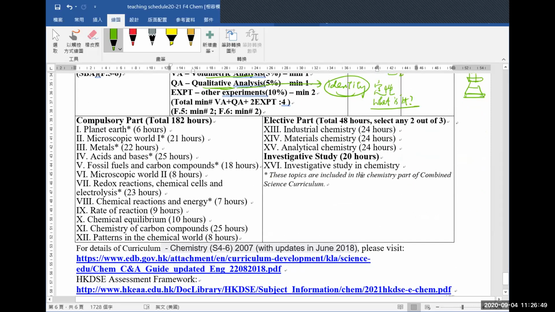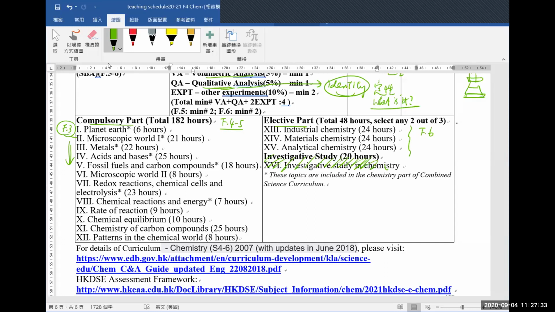Last but not least, we have got a syllabus. Altogether, we have got 15 topics. For the investigative study, we will not tend to do this. But later on, we have got those 15 parts, a compulsory part and an elective part. The elective part will be taught in Form 6, while the compulsory part will be taught in Form 4 to Form 5. Form 3, you have started this topic and a little bit of this part, and we will continue. Can you get my point? We will continue like this.